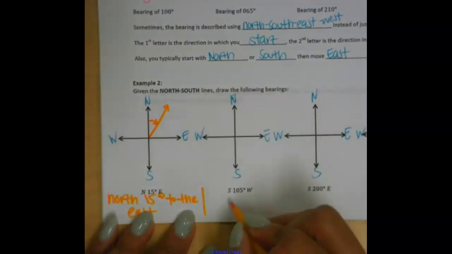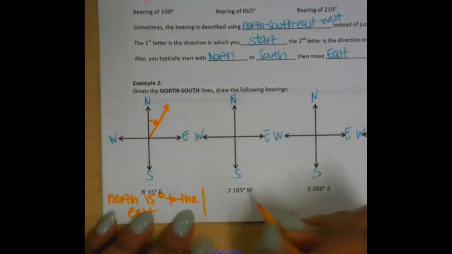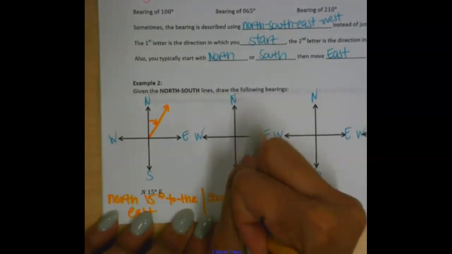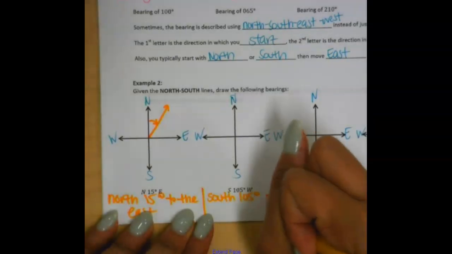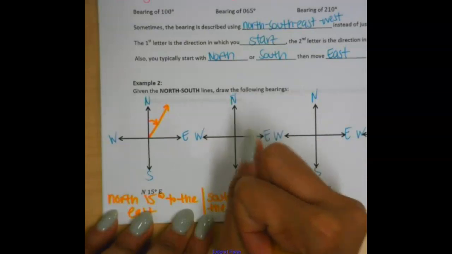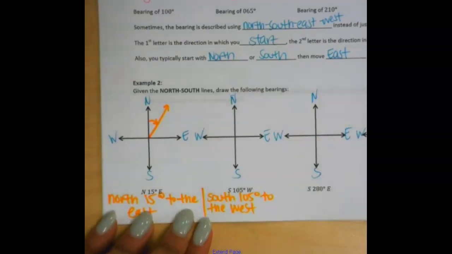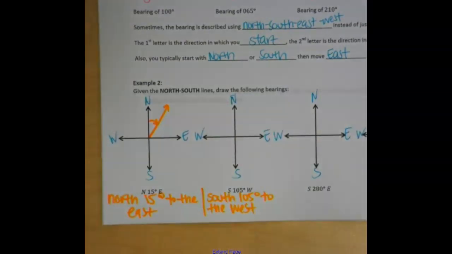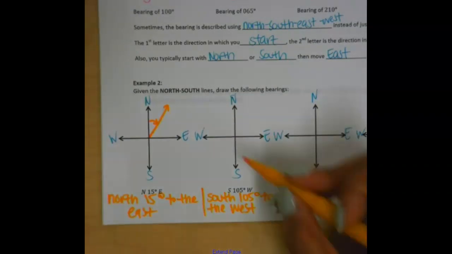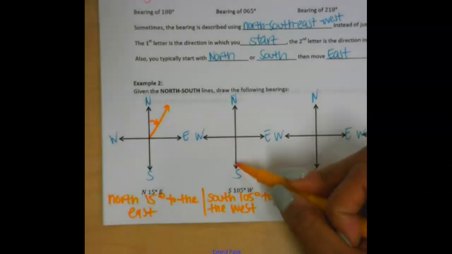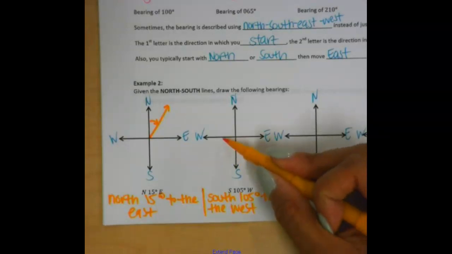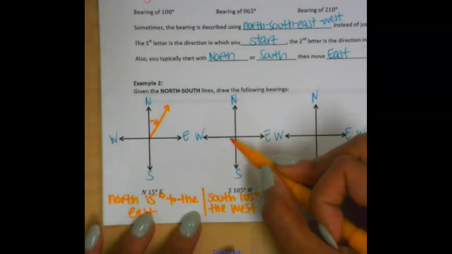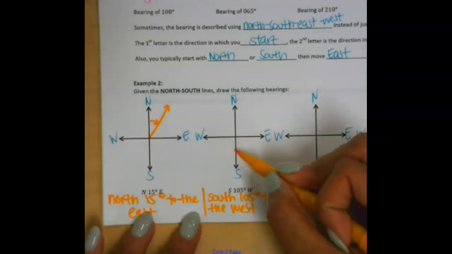So for the next one, same thing. This is S105W. Okay, well, S represents south, 105 degrees to the west. So you're going to go south 105 degrees to the west. So I literally want you to start down here, south, and you're going to go to the left towards the west. The issue is, remember how I said each of these are 90 degrees? It's not going to stop right here.